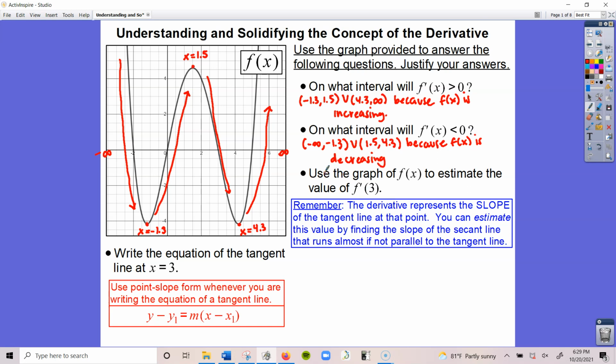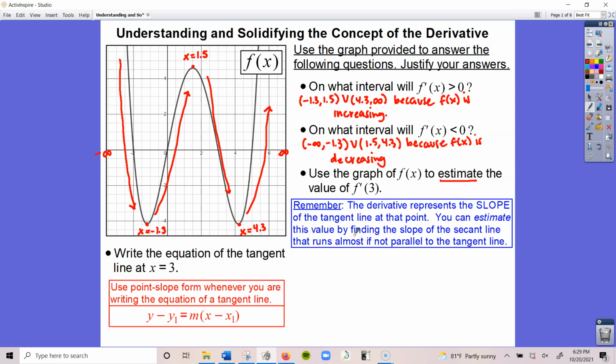The next part says, use the graph of f of x to estimate the value of f prime of 3. And I put here to remember that the derivative represents the slope of the tangent line at that point. Now, I don't know what my derivative is or what my function is, so I can't take the derivative, which is why it says to estimate.